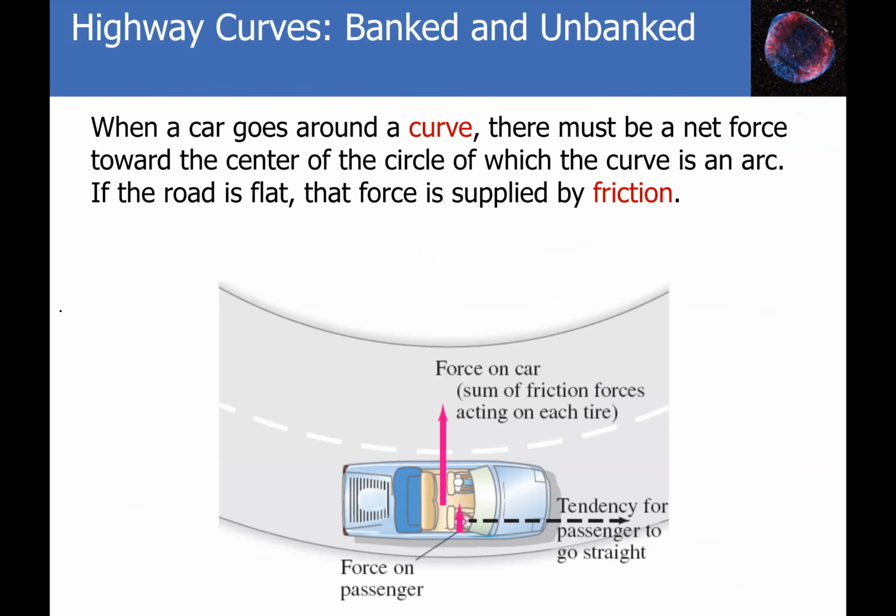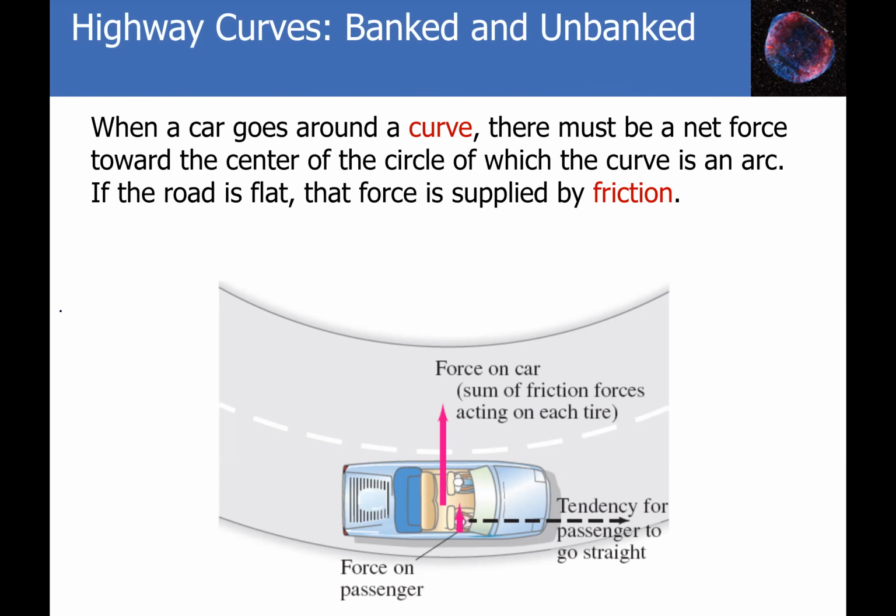So if you're looking at the car from above, what makes the car able to successfully negotiate the curve is actually static friction. The force that works as a centripetal force and allows the car to turn is static friction between the tire and concrete.